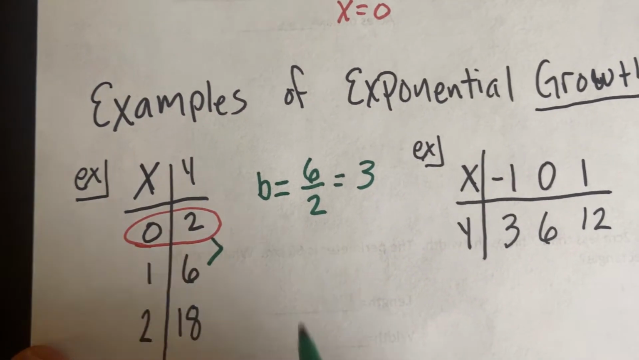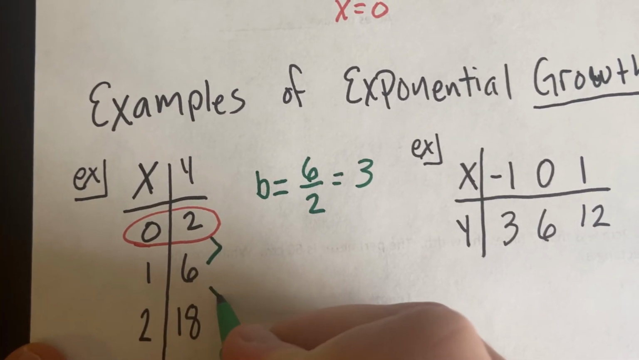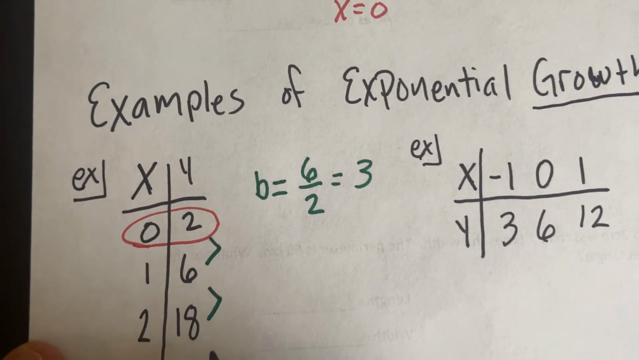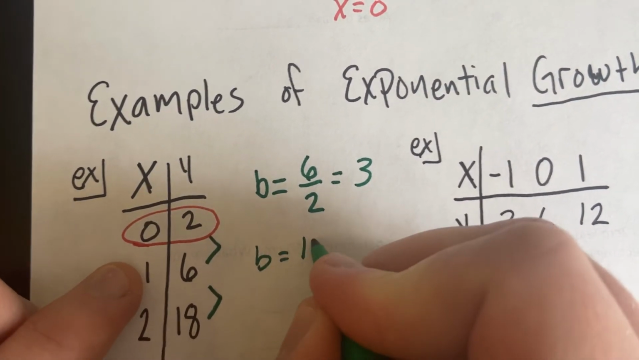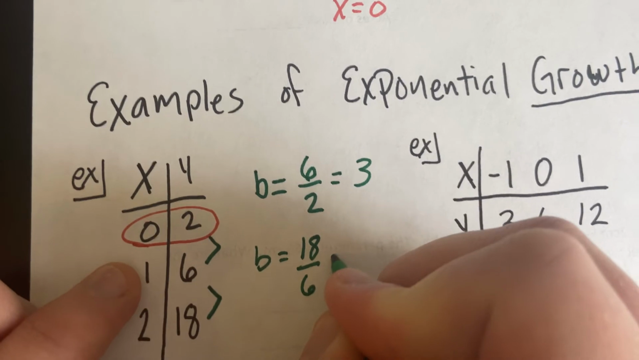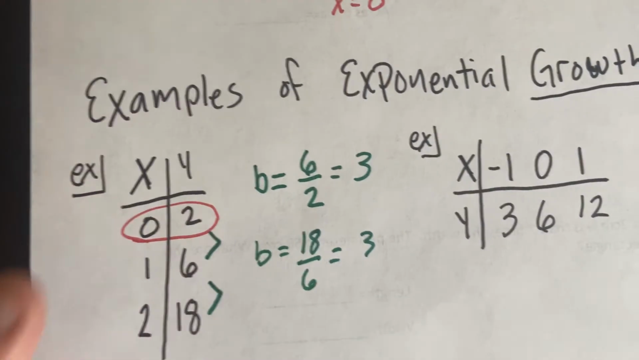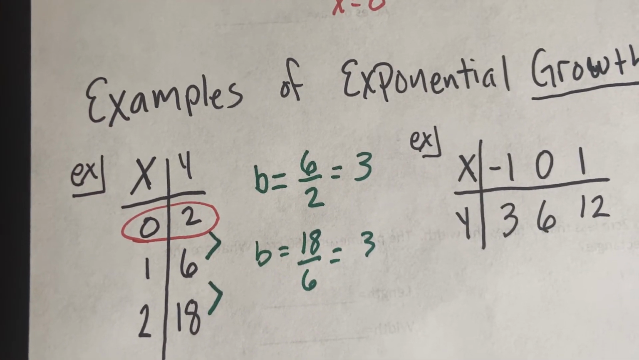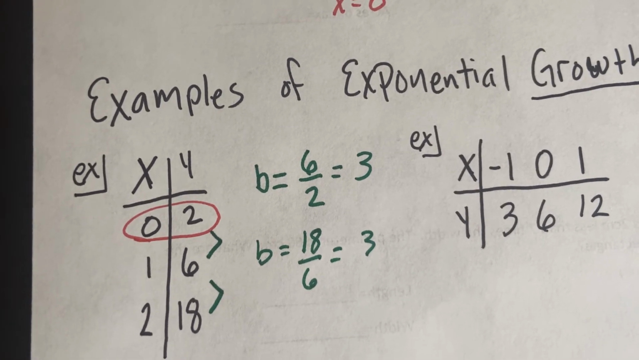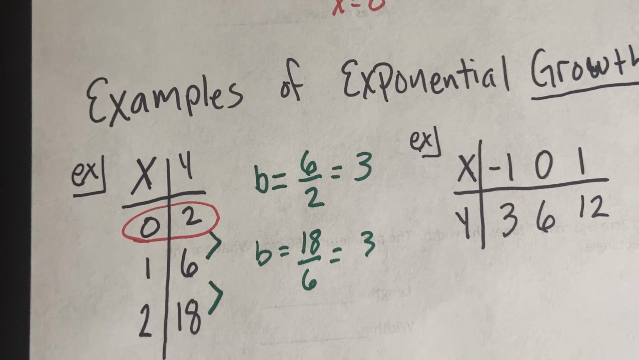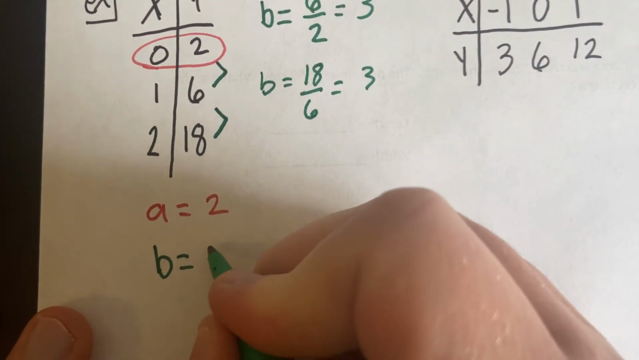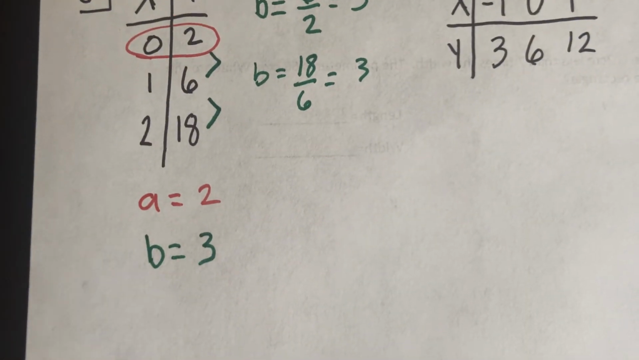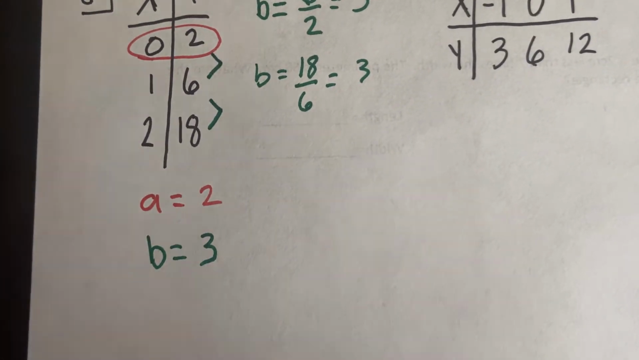And just to prove a little bit more, remember it needs to be the same throughout. Let's see if it works the same way for 18 and 6. So to find the b value there, I'm going to take the 18 and divide it by the 6. Well, again, 18 divided by 6 is 3. So wherever you're at in the table, if it is an exponential function, it should have that same multiplier everywhere you see it, okay? So now that's the second piece of the puzzle that I need. My b value is 3, so now I need to put the pieces together.